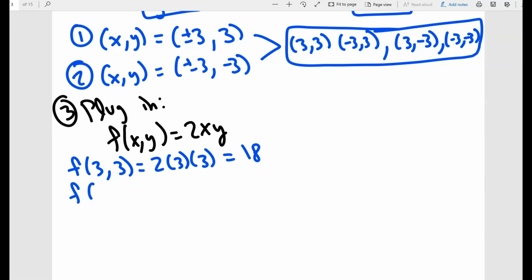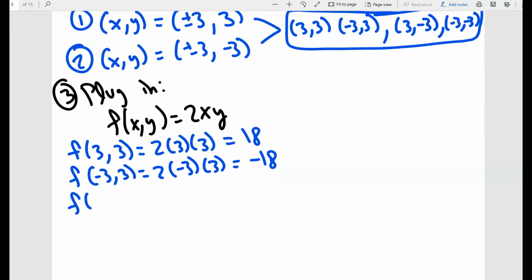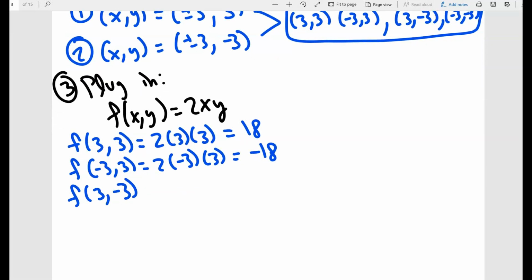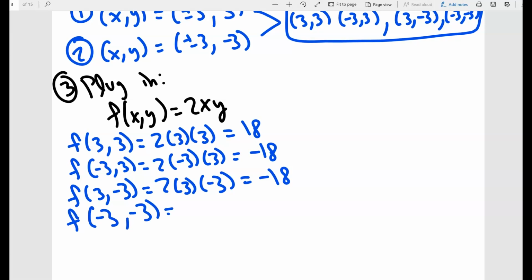Then I'm going to plug in the second one, f of negative 3 comma 3. That's going to be 2 times negative 3 times 3, which gives me negative 18. Then I'm going to plug in f of 3 comma negative 3. That's 2 times 3 times negative 3, which gives me another negative 18. And then I'm going to plug in f of negative 3 comma negative 3. That's 2 times negative 3 times negative 3, which gives me positive 18. So these are all my values. At each of these points, these are the values of z, I guess.